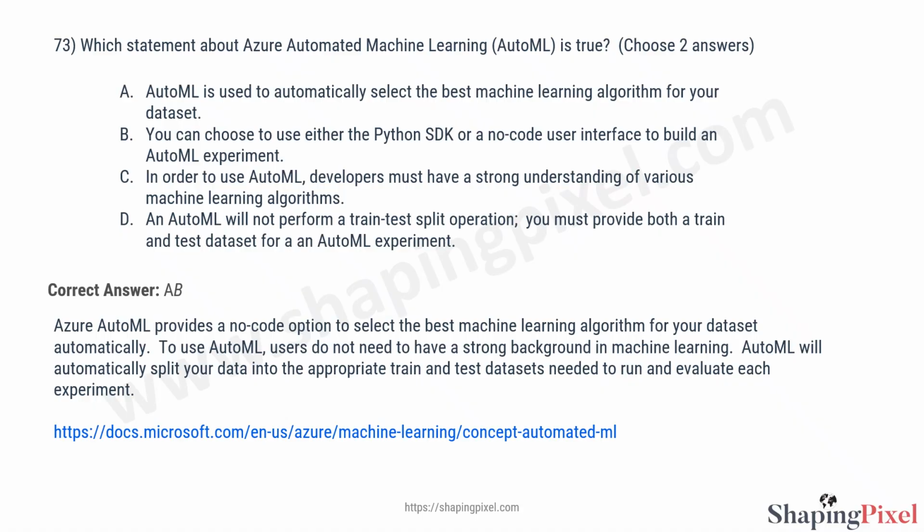Azure AutoML provides a no-code option to select the best machine learning algorithm for your dataset automatically. To use AutoML, users do not need to have a strong background in machine learning. AutoML will automatically split your data into the appropriate train and test datasets needed to run and evaluate each experiment.